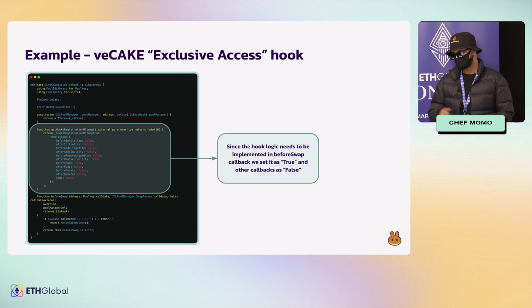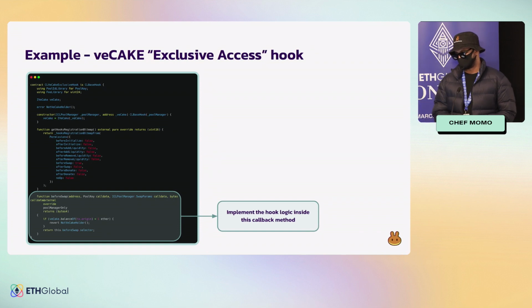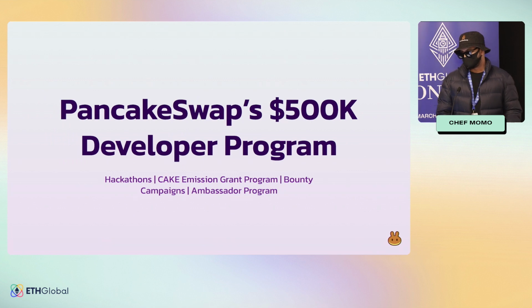So for example, in this particular example, we'll only allow swaps for traders who are holding the veCAKE balance, right? So we'll flag that as true and the rest of the callbacks as false. Now for the before swap callback, we'll implement logic which will check if the user has any veCAKE balance, and based upon that, it will let the user swap within the liquidity pool or not, right?